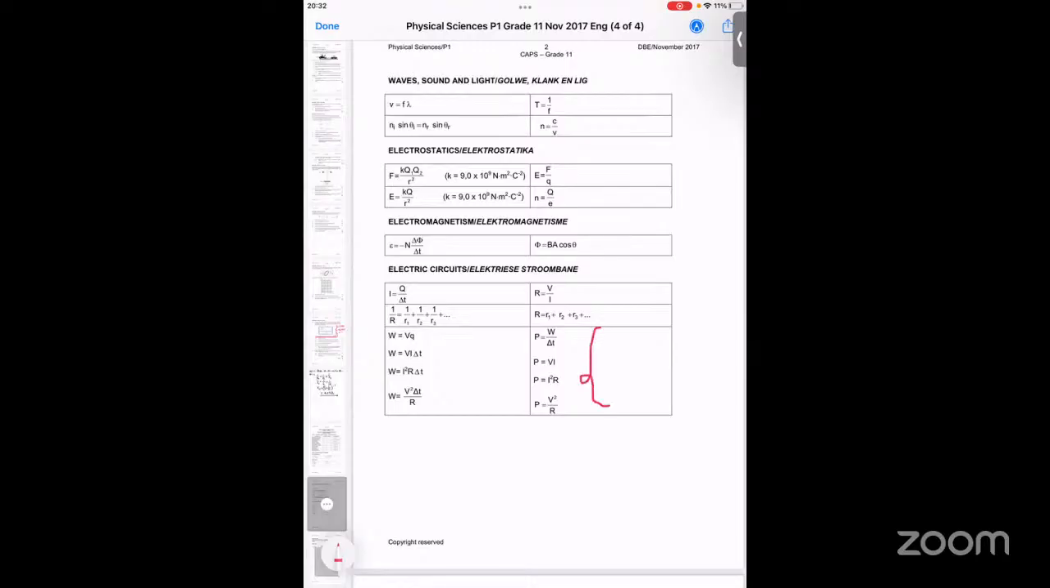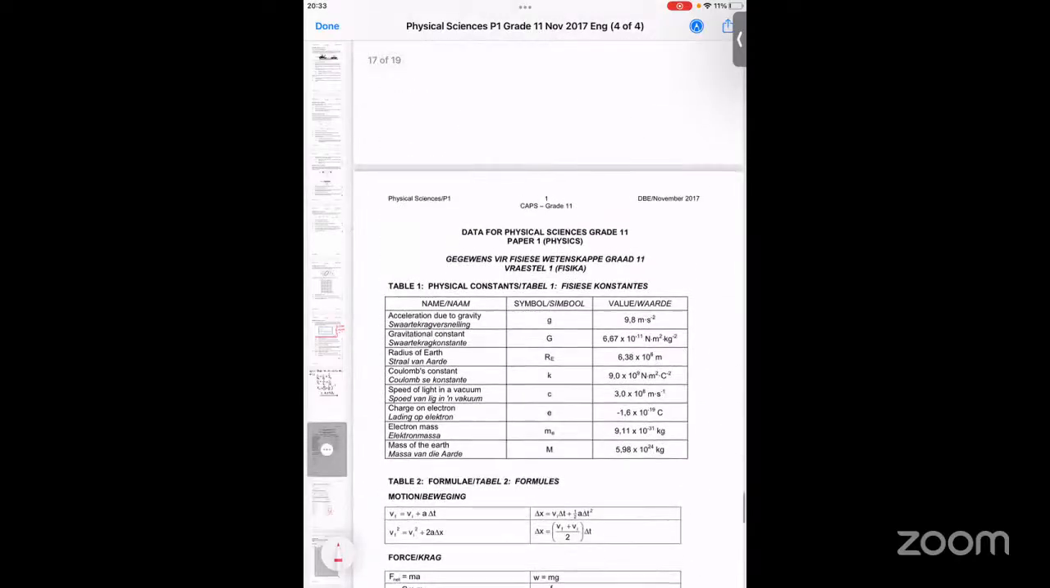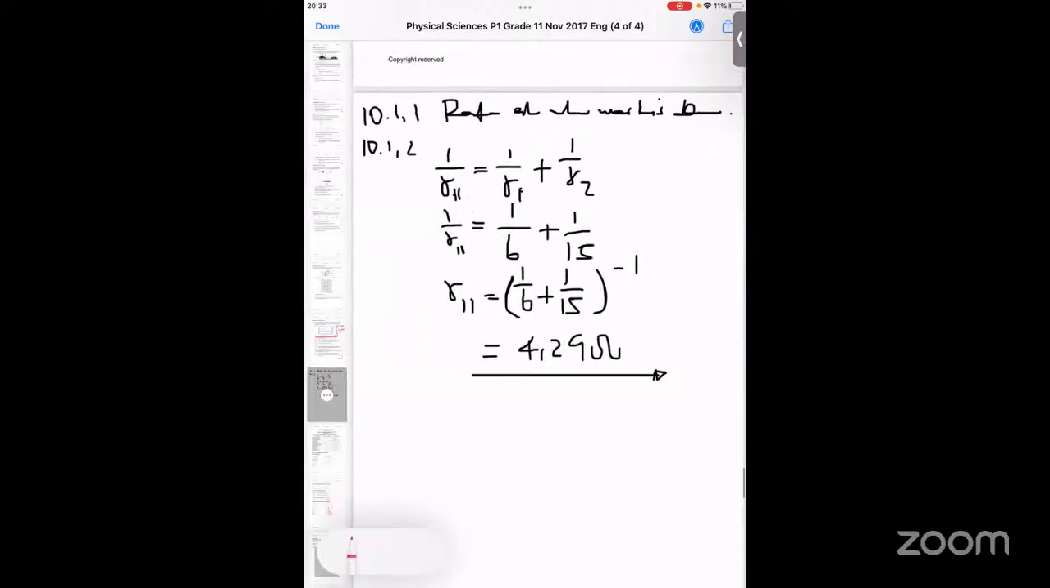This is where I'm looking because that's where we have the power. I can't use that one because I don't have time. I can't use that one, I don't have current. I can't use that one either, I don't have current. It looks like this is the one to use because it has V and R. So the formula to use is power equals V squared over R, where the power they said is 50 watts. V is what they are looking for.